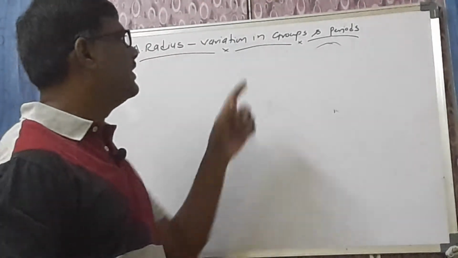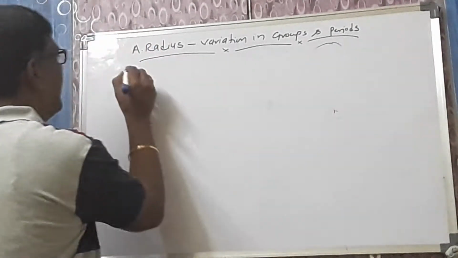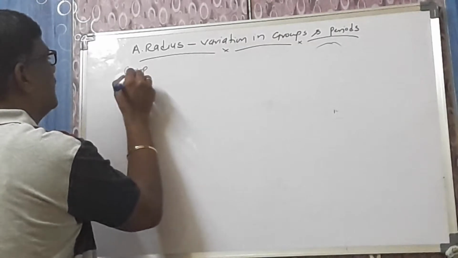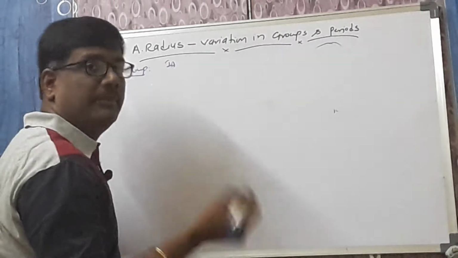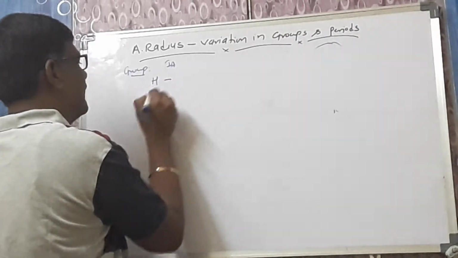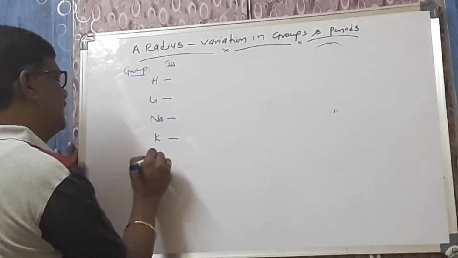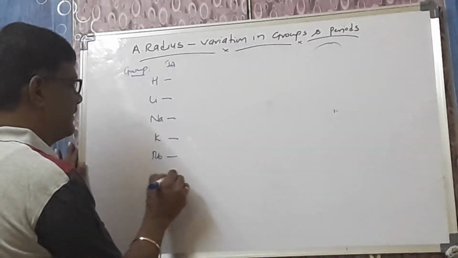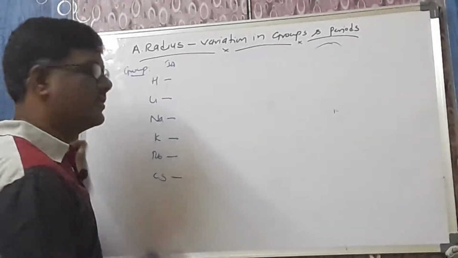Now let us discuss how it varies in the group and the period. I am taking the group. I am taking first A group elements, alkaline metals: hydrogen, lithium, sodium, potassium, rubidium, cesium and francium. Francium is a radioactive element, that's why I am taking from hydrogen to cesium.